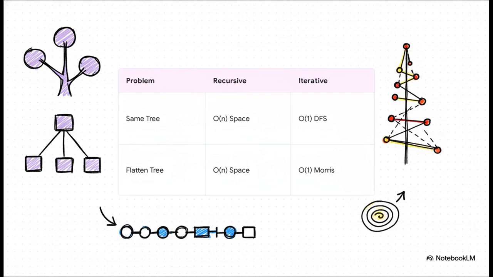Even more impressive is the flattened binary tree problem. While a standard traversal takes O(n) space, there is this clever, highly advanced technique called the Morris traversal. It temporarily rewires the tree's empty pointers, the leaves that normally point to nothing, to act as a secret map back up to the top. This allows you to unwind a binary tree entirely in O(1) space without needing a stack or a queue. It is just absolute genius.